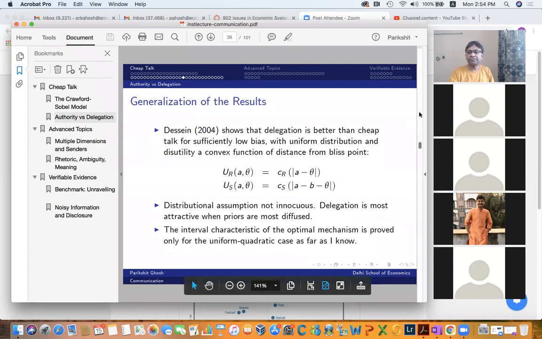And anyway, this particular thing, that it has to be a delegation with a cap, has not been terribly generalized as far as I know. It has been somewhat generalized, but not too much.